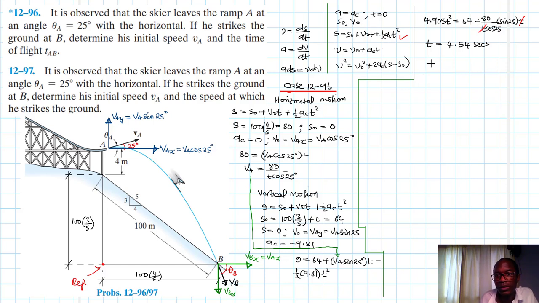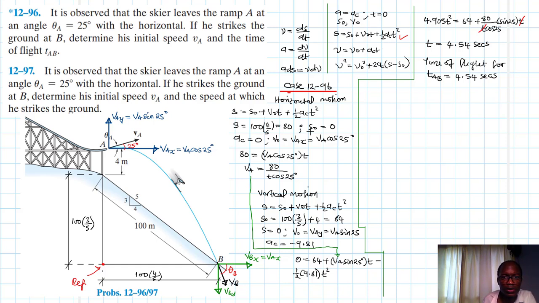Okay, therefore our time of flight for TAB is equal to 4.54 seconds. All right.